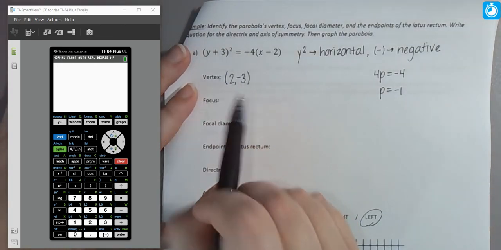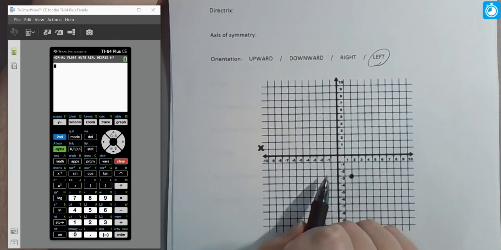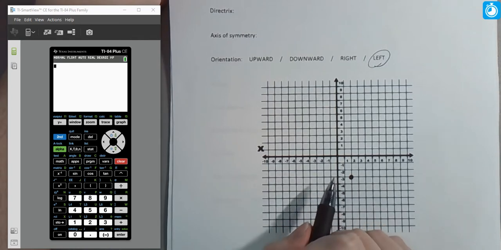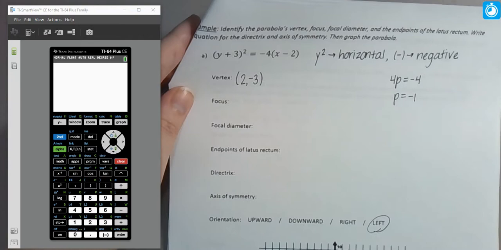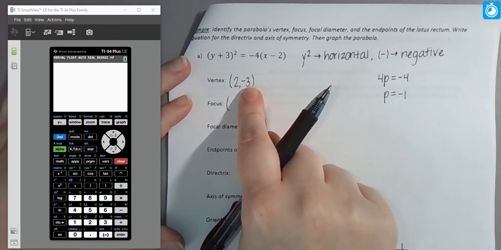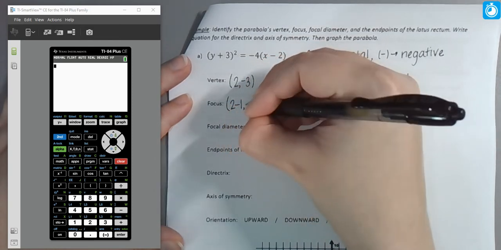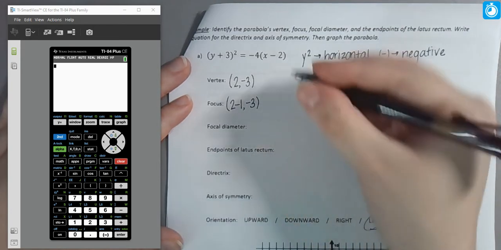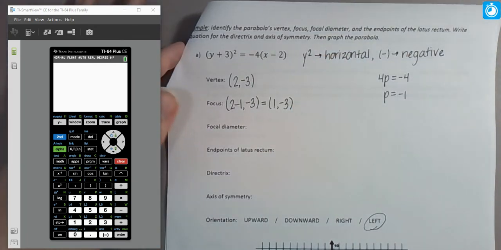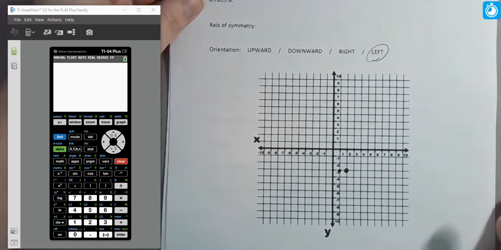So starting from the vertex, let's think about how the focus is going to look. The focus is going to be to the left of the vertex, which means we're holding the y coordinate constant and adjusting the x coordinate by P units. So 2 minus 1, holding the y coordinate constant, that's going to be 1, -3. Okay, so let's put that on the graph.